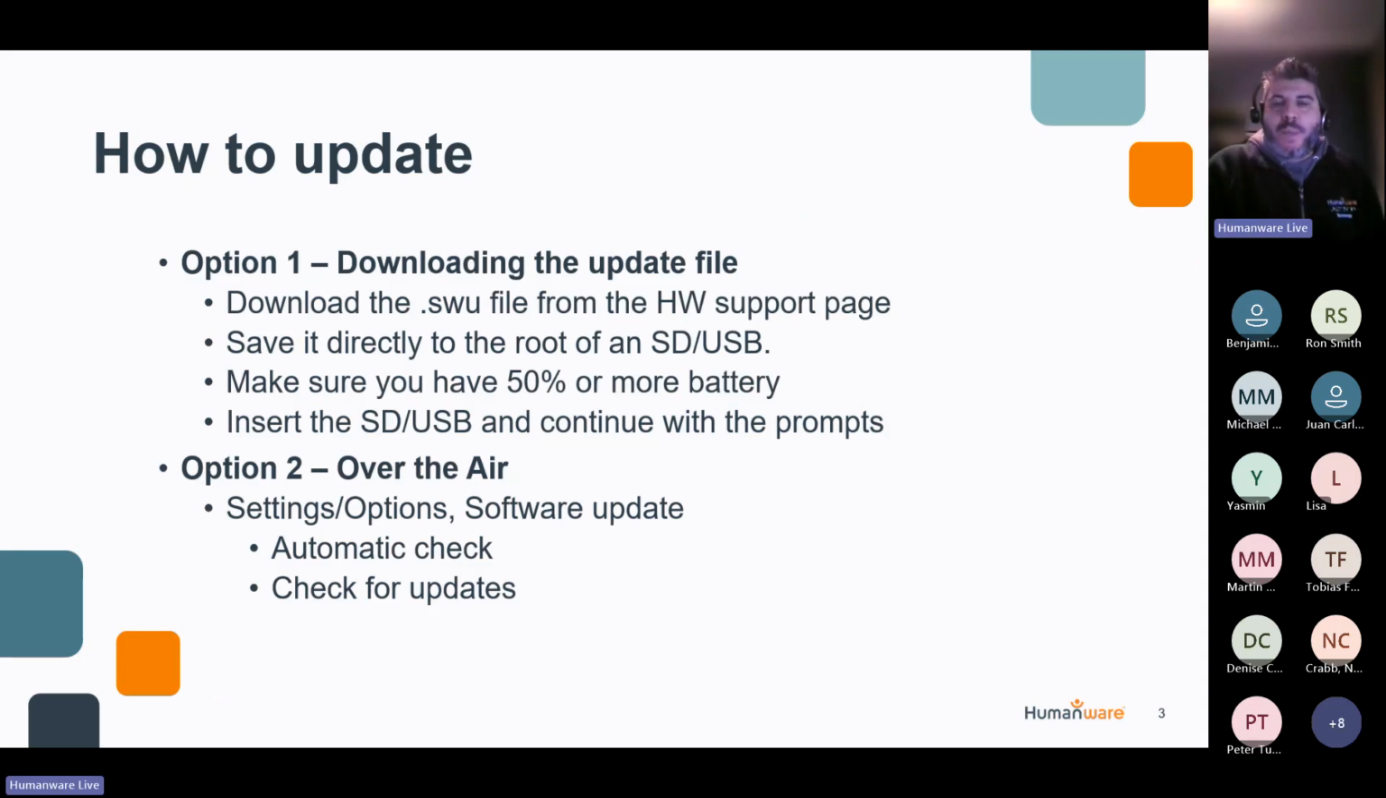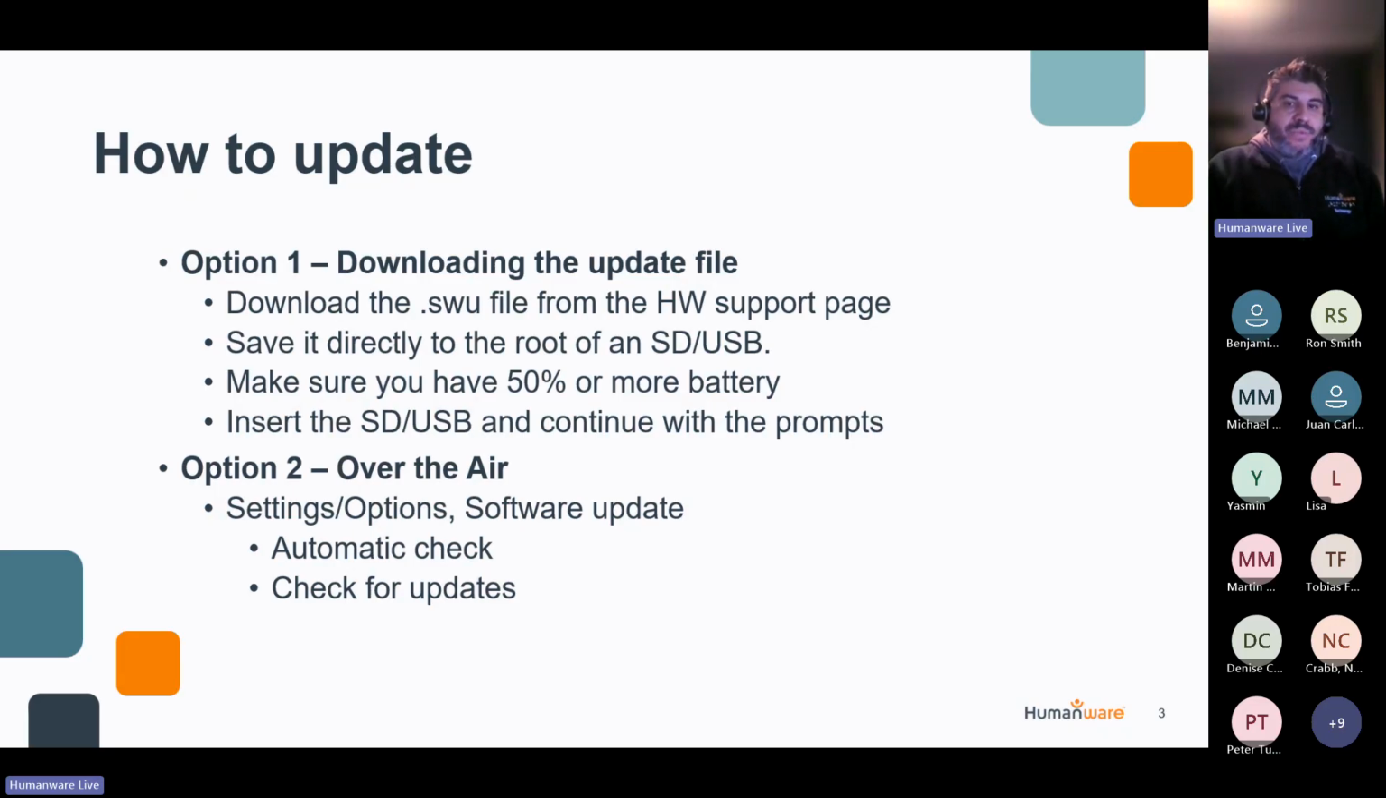So just to go through how to get this update. There are a couple of ways of getting this update. The first one you can choose is downloading the update file. The update file is stored under the HumanWare support page. If you go to the HumanWare support page of either the Mantis Q40 or the Brailliant BIX, there'll be a software link, and under the software you'll have software 2.4 available to you. You can download this file. It will have an extension of SWU.